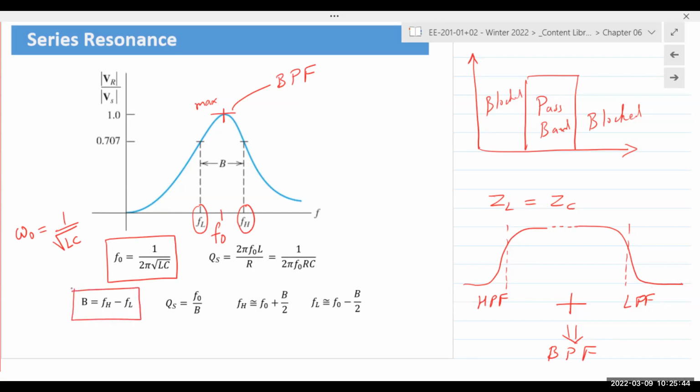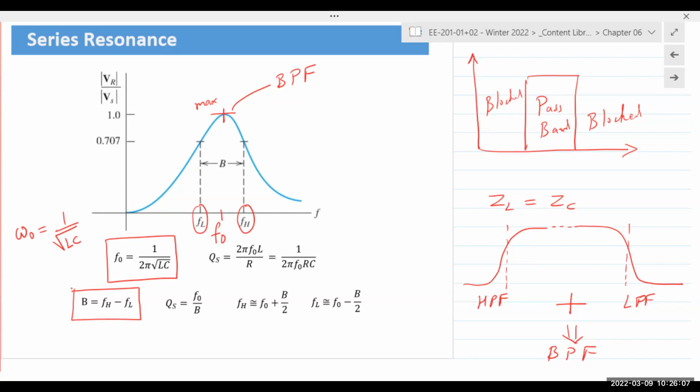So FH minus FL is the bandwidth, the width of the band. And quality in terms of the bandwidth is given by F0 over B. The narrower the band, the higher the value of QS. Which makes sense, right? Because that is what we want.